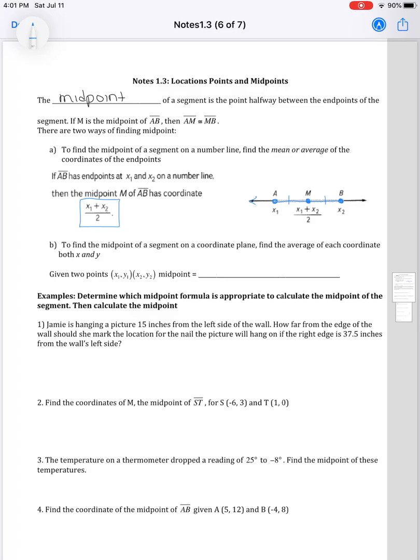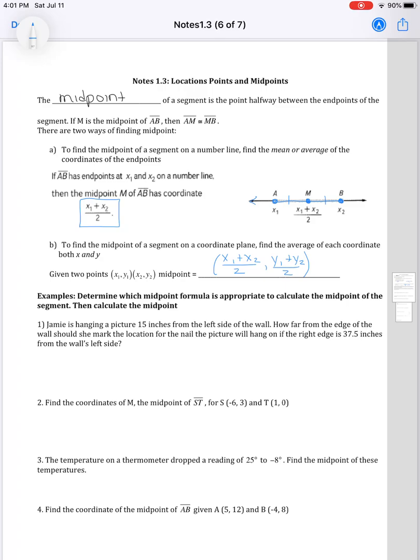The difference is if you're given coordinates, similar to distance, x1, y1, x2, y2, we're going to do something very similar. We just have to do it twice because there's an x and a y. So the midpoint is x1 plus x2 divided by 2, and y1 plus y2 divided by 2. You're taking the average of the x's and the average of the y's.